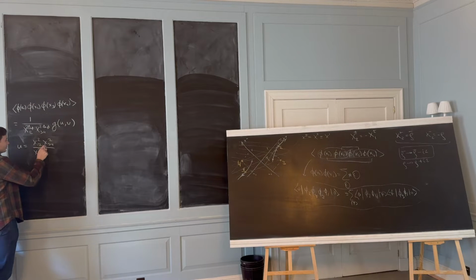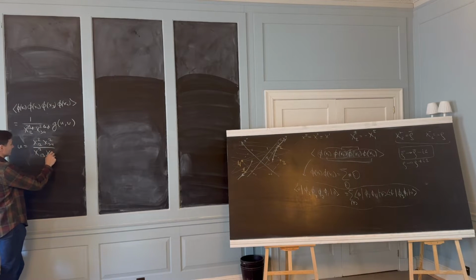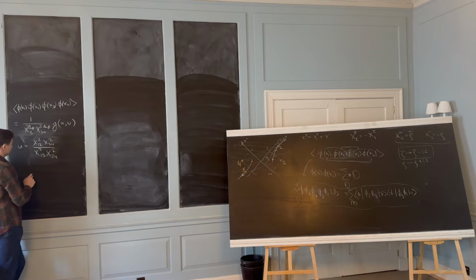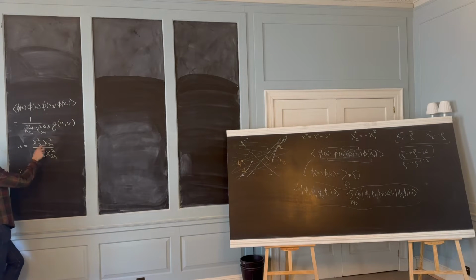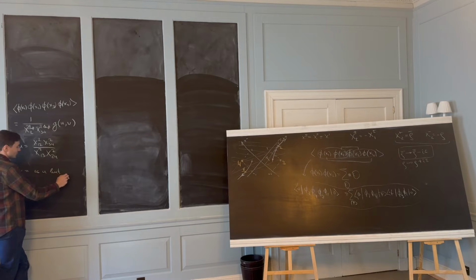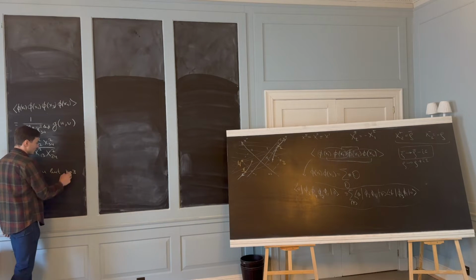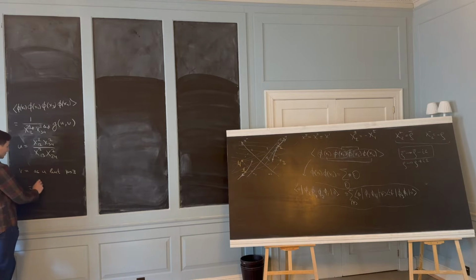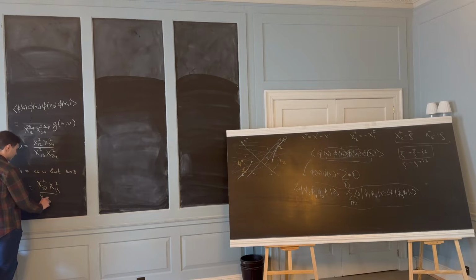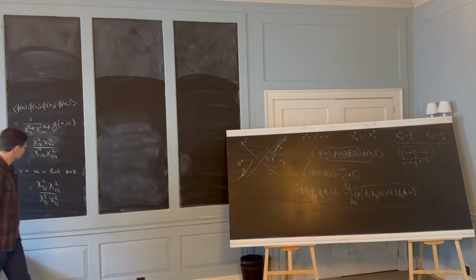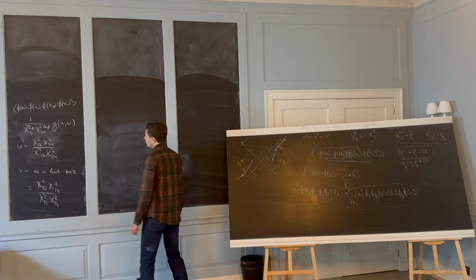So u is x12 squared, x34 squared divided by x13 squared and x24 squared. And v is the same, but you flip 1 and 3. So it's as u, but you flip operators 1 and 3. So this is x32 squared, x14 squared, over x13 squared, x24 squared.